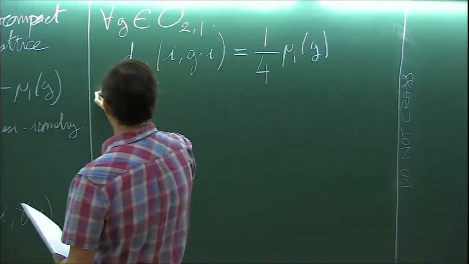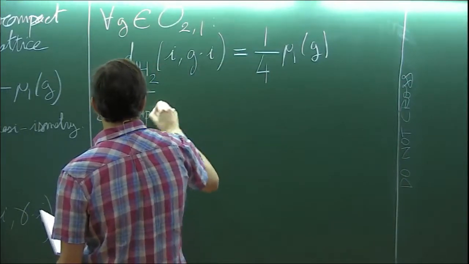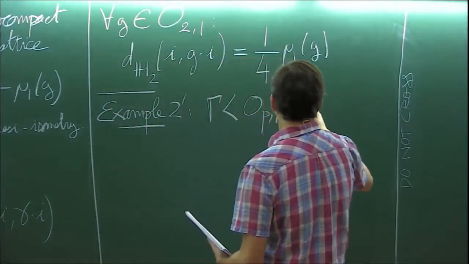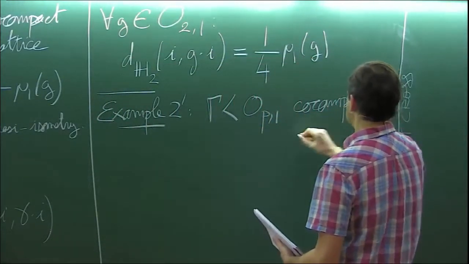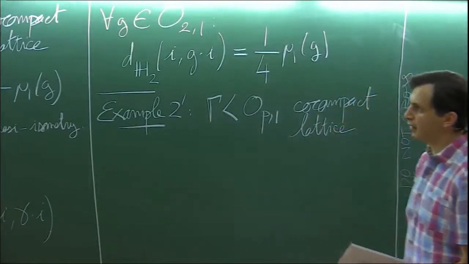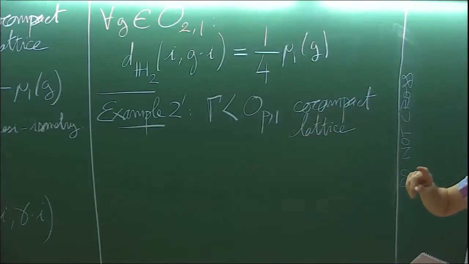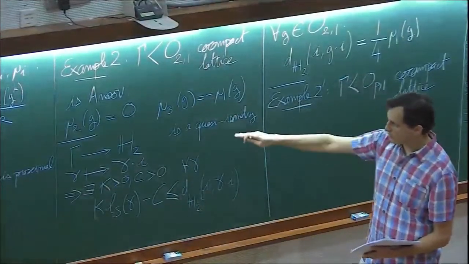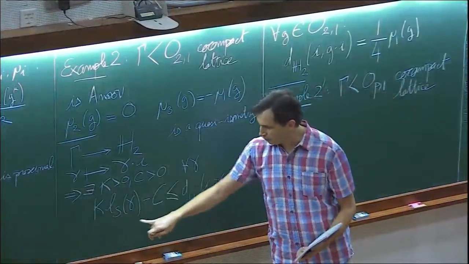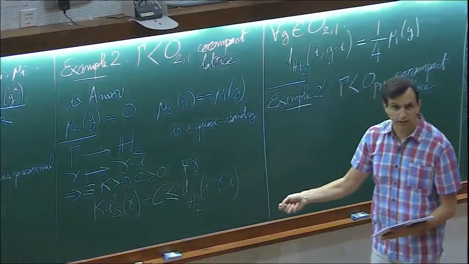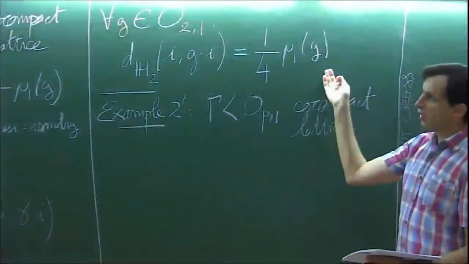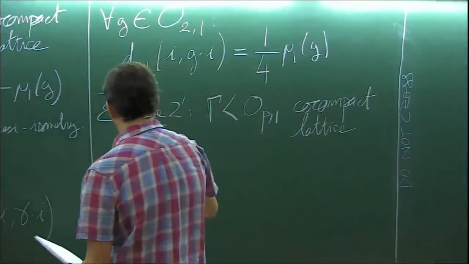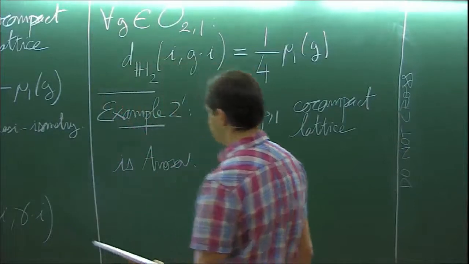Okay. So you can generalize this easily to co-compact lattices in O(p,1). If you take a co-compact lattice in O(p,1), then only mu1 is non-zero and mu p plus 1 is the opposite of mu1. And using the fact that you have a quasi-isometry, you have a control of the word length with respect to distance in H^p, and you have the same formula if you choose correctly the base point in H^p. Okay. So those are Anosov subgroups or representations.